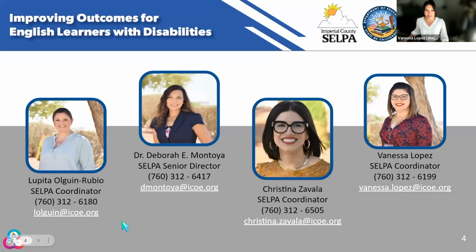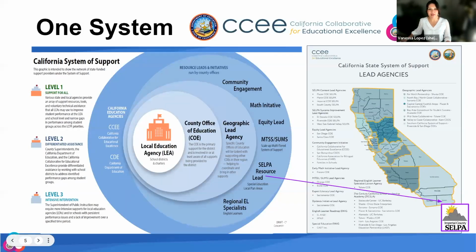Again, as Debbie mentioned earlier today, there are 4 of us on our team: Lupita Olguin-Rubio, who will be co-presenting with me today, and our senior director here at Imperial County SELPA, Dr. Deborah Montoya, Christina Zavala, our newest addition to our team. We're very happy to have her with us as a SELPA coordinator, and then myself, also a coordinator here at Imperial County SELPA. Also, as a reminder, we're part of the One System of Support of the state of California. We represent a SELPA content lead in the area of all things English learners with disabilities.